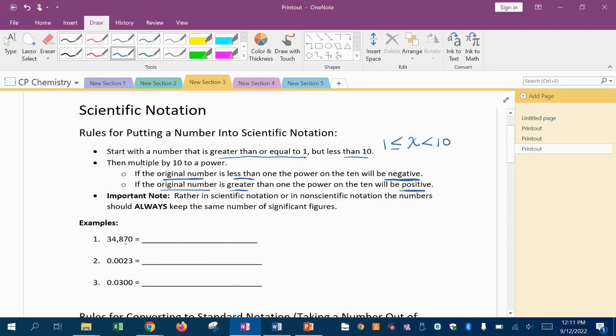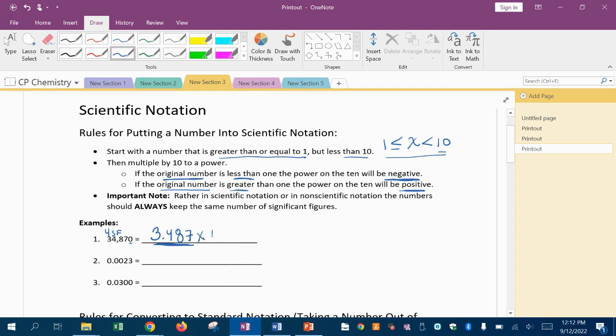If we start with 34,870, well, that automatically breaks this rule. 34,870 doesn't fit here. Yeah, it's greater than 1, but it's not less than 10. So we're going to turn this into a decimal. So we're going to put 3.487. Now the question is, do I need this 0 here? Well, is the 0 significant in the original number, in 34,870? And the answer is no, that 0 is not significant. Here we have 4 significant figures. So that means that in this number, I also want to have 4 significant figures, which I have: 3, 4, 8, and 7 add up to 4. So I do not include the 0.